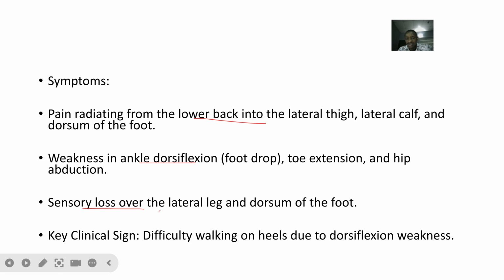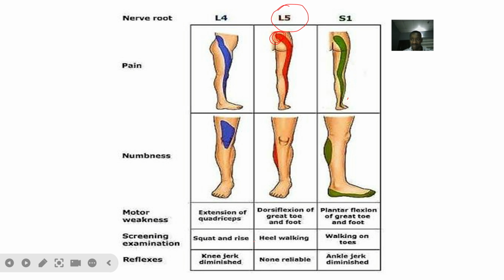Okay, then the sensory loss is at the lateral side of the leg and also the dorsum of the foot. So the clinical sign is the person is having difficulties walking on the heels. If you ask them to tiptoe, do you understand? You ask the patient to tiptoe. That's the basis or the importance of neurological examinations for gait. You ask the patient to tiptoe and they are not able to tiptoe because of weakness.